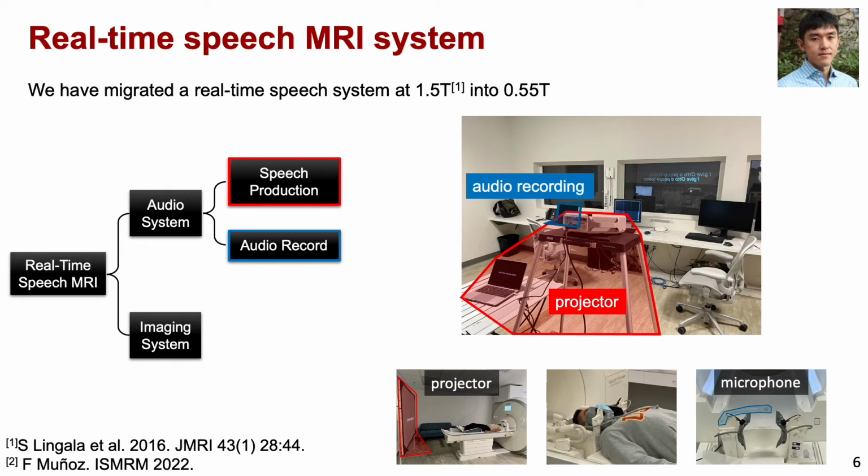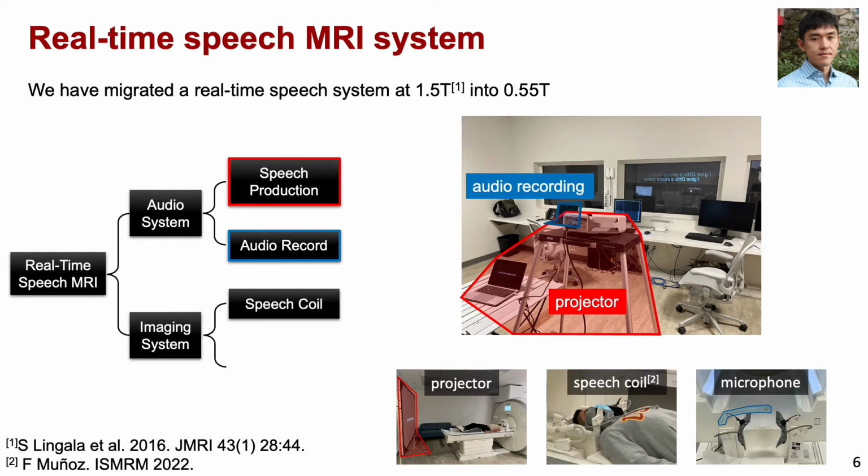So we have a microphone that is put very close to the subject's mouth here inside the bore. And we have another microphone, not shown on this picture, that is receiving the acoustic noise from the gradient. So with these 2 microphones and the audio recording computer, we can do post-processing to reduce the acoustic noise coming from the gradient.